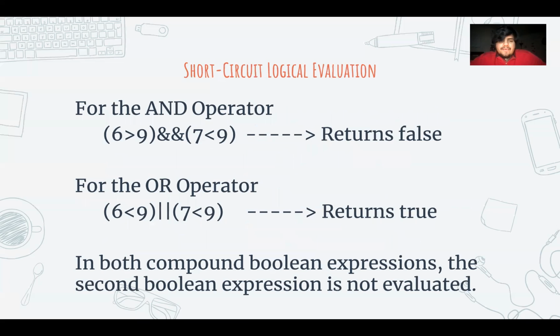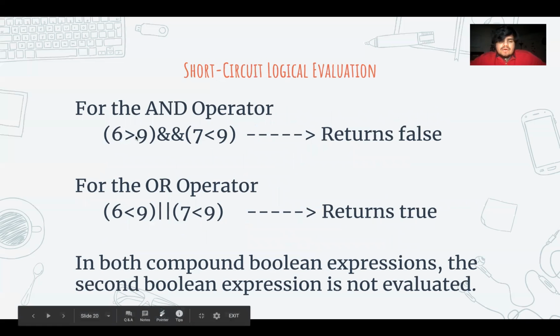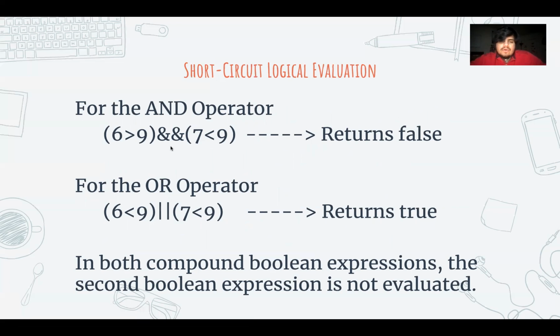So here's an example with AND operators, right? Is 6 greater than 9? No, it's not. That's a false value. So the computer already knows, without even checking this, that this entire thing is false because the first statement is false. This can be true or false. It doesn't even matter. Since this is false, this entire thing is false.